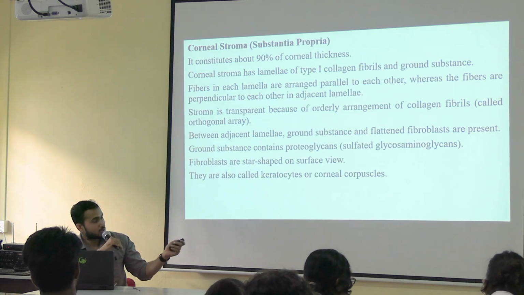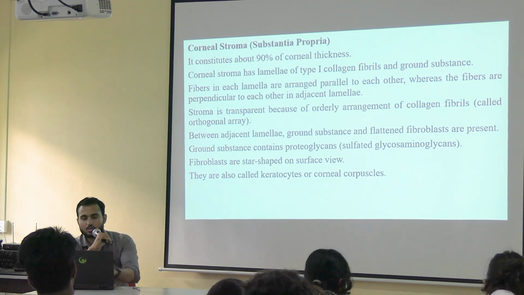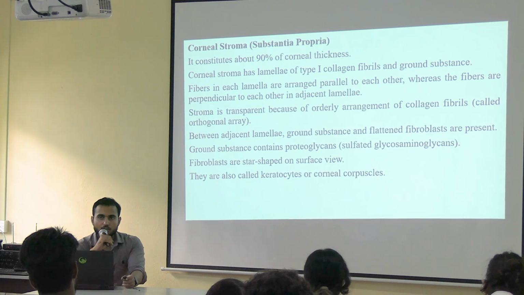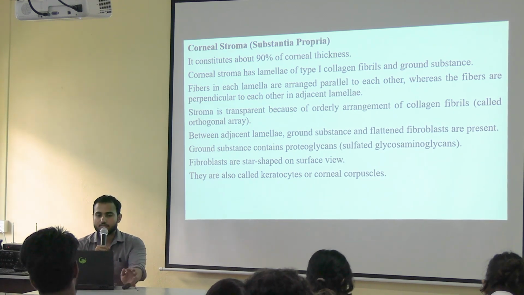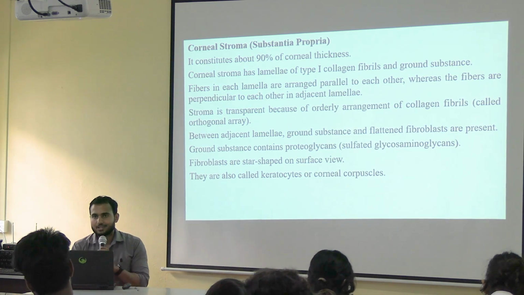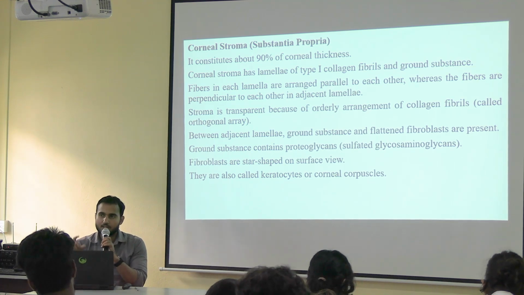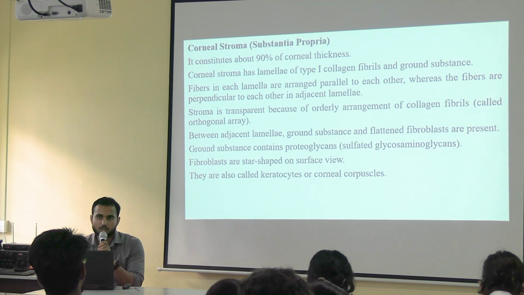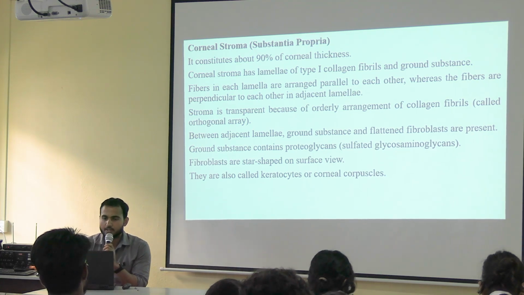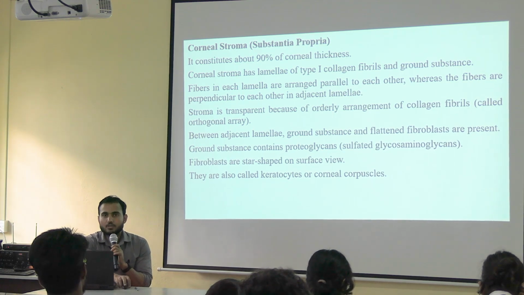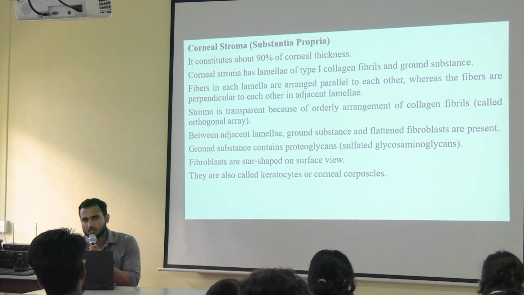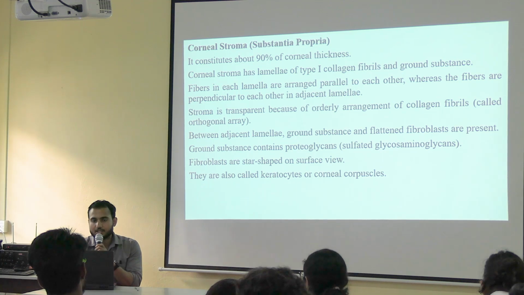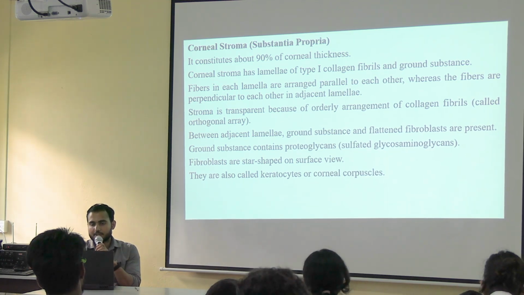Next layer, the most important one, is the corneal stroma, also called Substantia Propria, which is the thickest layer of the cornea. 90% of the thickness of the cornea is made up of this layer, the corneal stroma. Okay? So what is present in it? What do you think will be present in this corneal stroma? It contains collagen fibrils, along with ground substance.